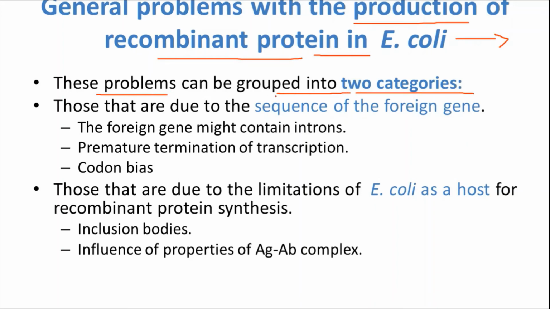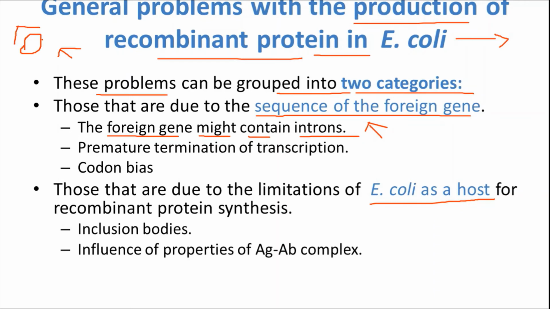One is sequence of the foreign gene, and another is E. coli based problems. What are the sequence based problems? The foreign gene might contain introns. If introns are present, E. coli never produces the corresponding protein, so the antibody never binds because unwanted sequences are there. So problems arise. So the sequence you select must contain no introns. Keep that in mind.